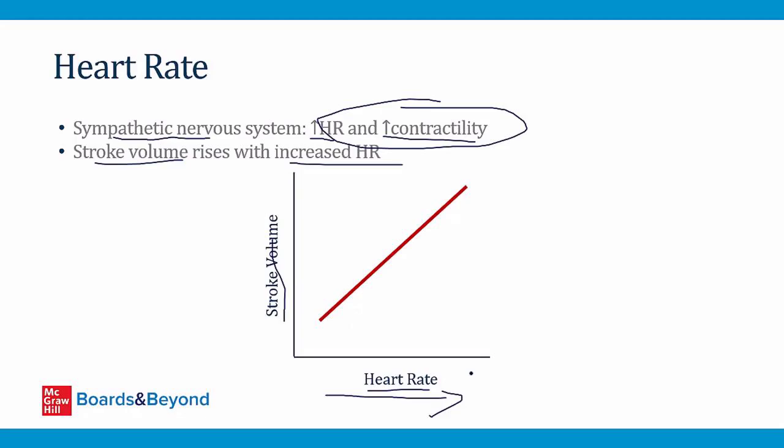And this should make sense to you. If a higher heart rate led to a lower stroke volume, why would your heart rate go up at the gym when you need more cardiac output? Obviously, you know from exercising that a higher heart rate leads to more cardiac output.